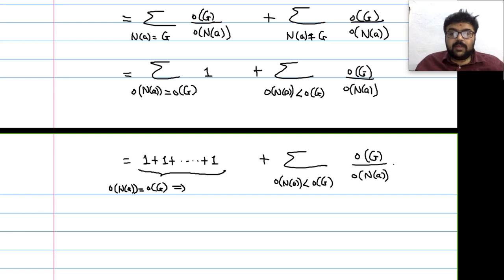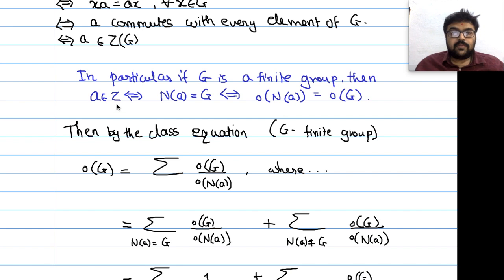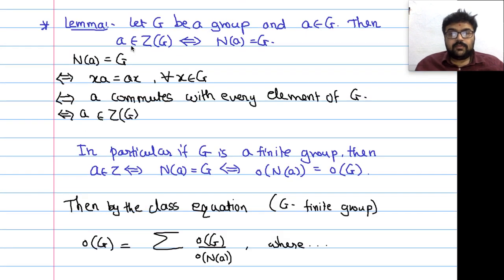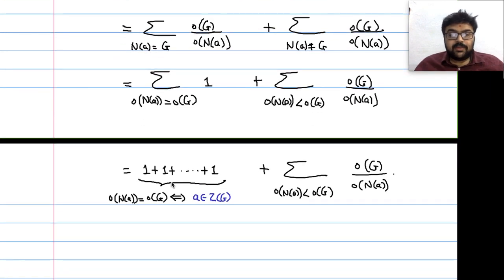But this is the same as saying that A belongs to Z(G), right? Because this is what we have seen here. In the case of a finite group, we have this. So whenever order of N(A) equals order of G, we have A belongs to Z(G). That is our conclusion. So how many times will 1 come? As many as there are A in Z(G).